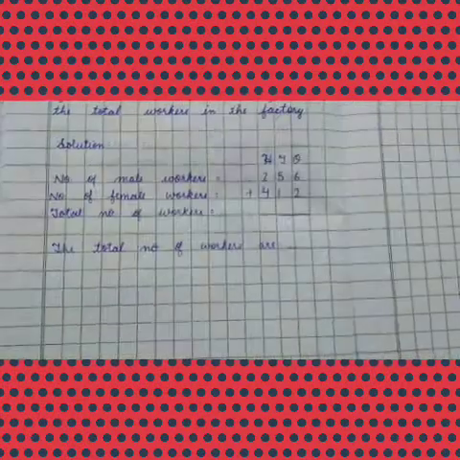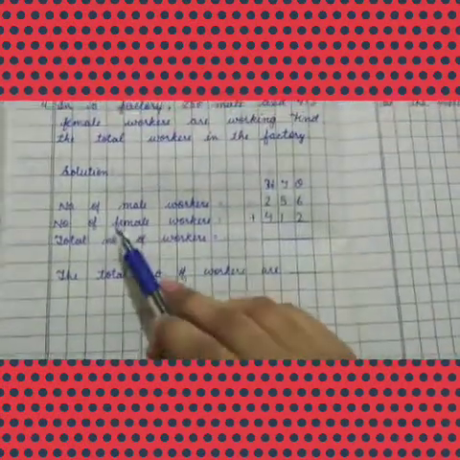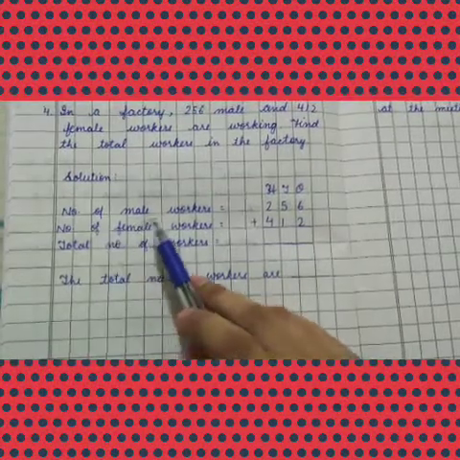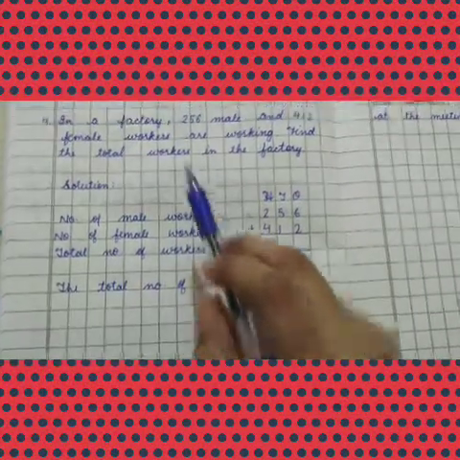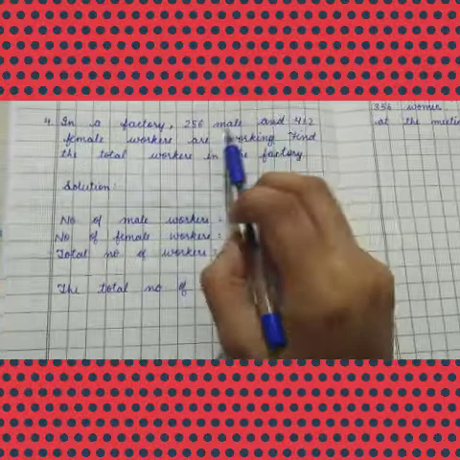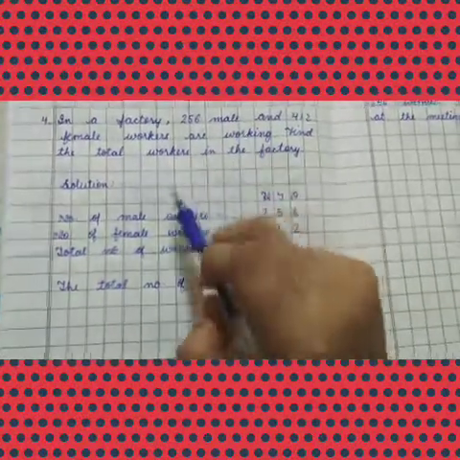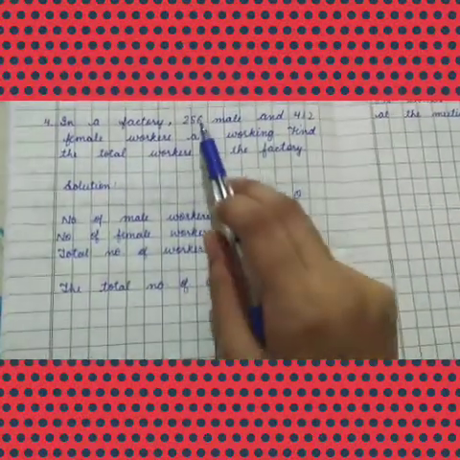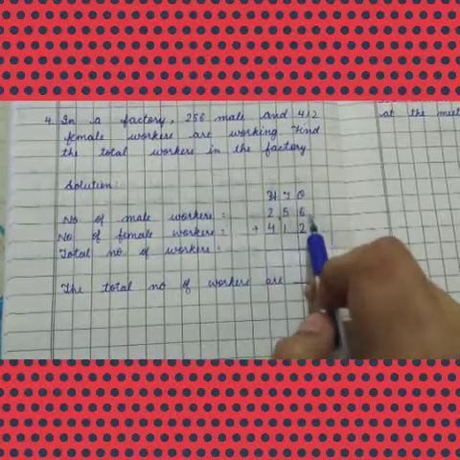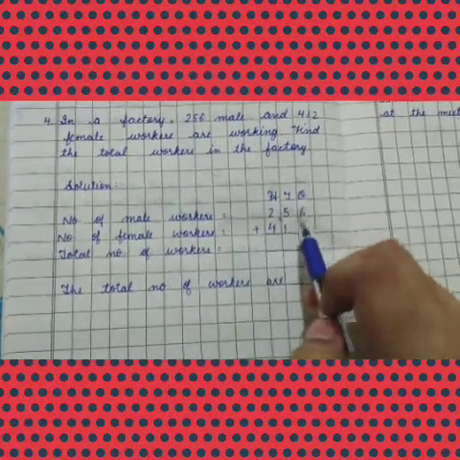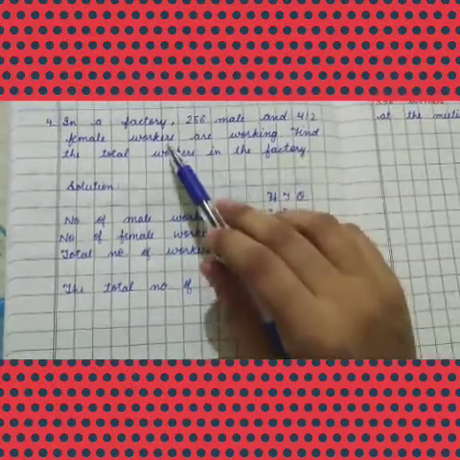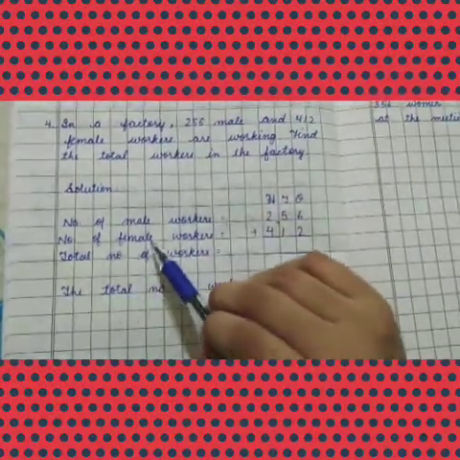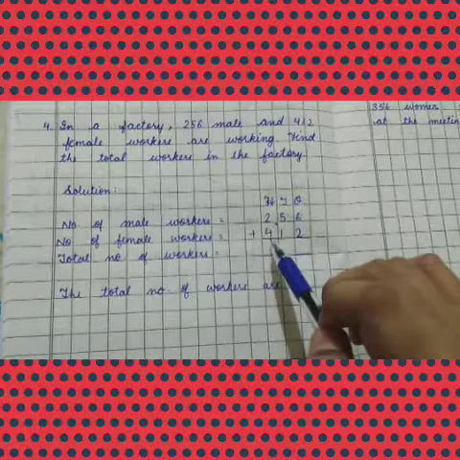The first statement will be number of male workers is equals to. We are counting the number. First, number of male workers. The number of male workers is equals to 256. So, we have written 256 under hundreds, tens and ones. Then, number of female workers is given. So, number of female workers is equals to 412.